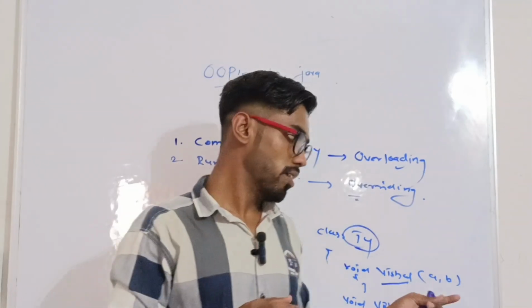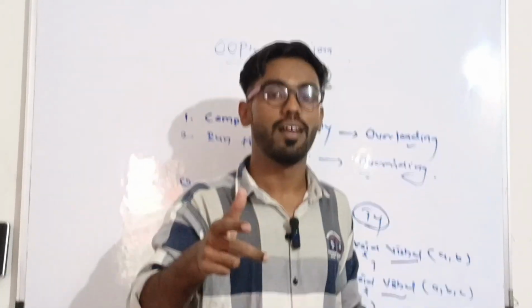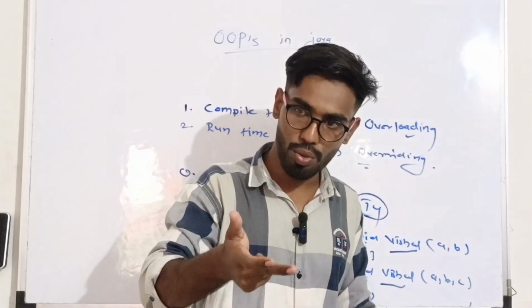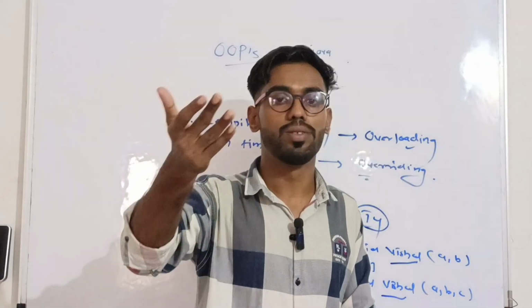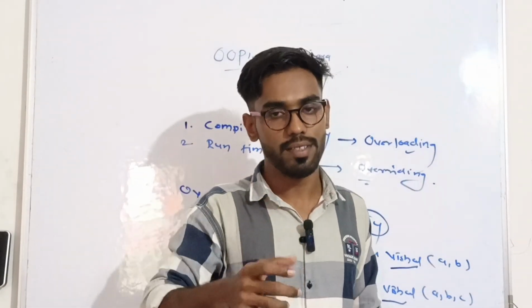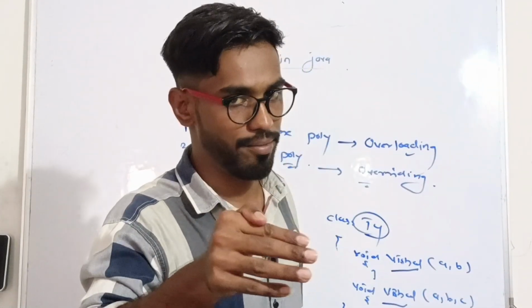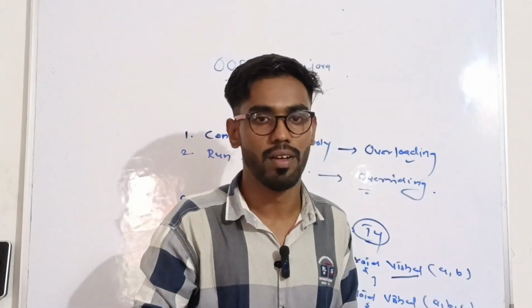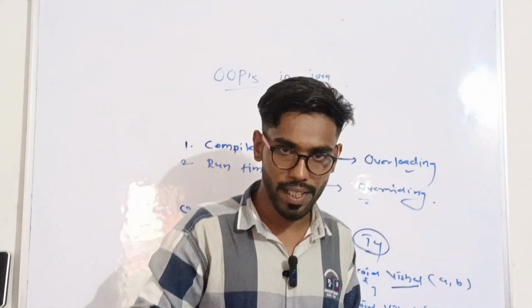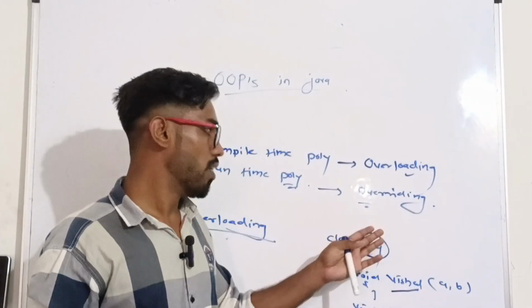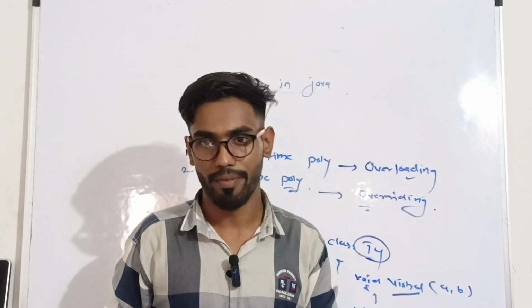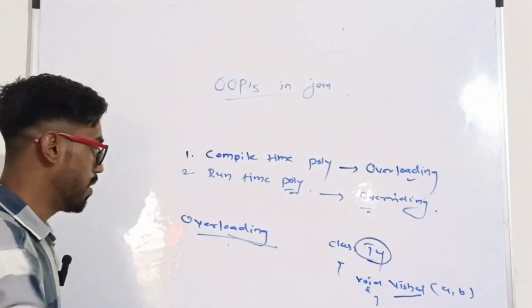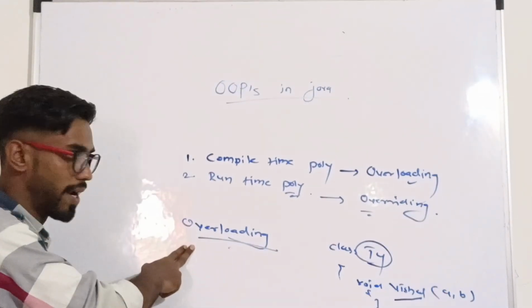Assume there is a class third year, and the third year class has two or multiple students. Their names are the same, but their height, their color, their surname will be different. So that is nothing but overloading.